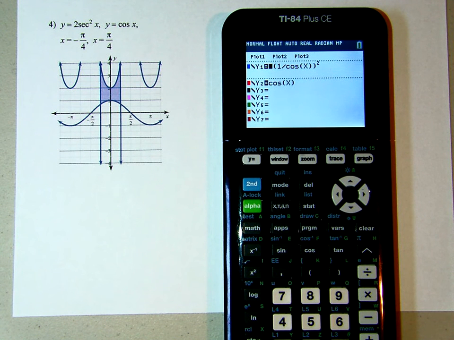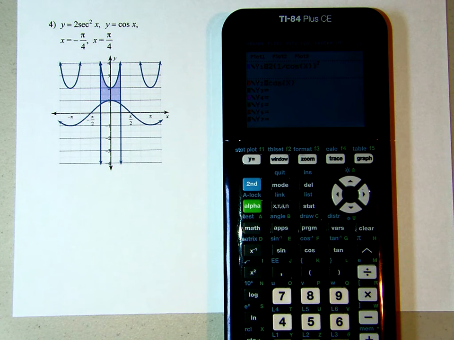Alright, I already have my calculator set up with the two functions in my y1, y2. And I already went over in the previous video why there's an advantage to typing them in y1 and y2 rather than in the home screen.